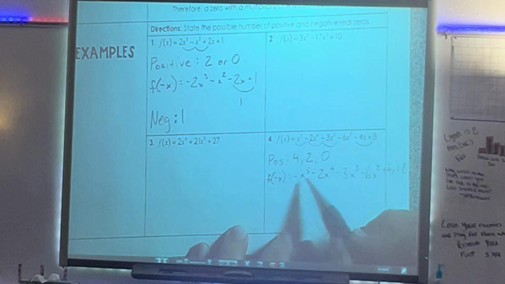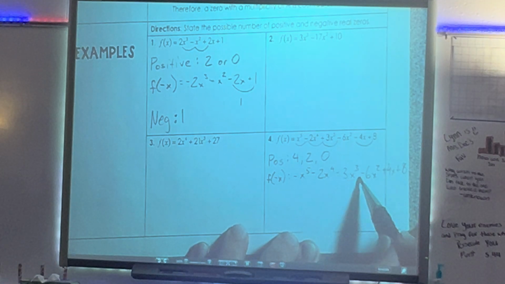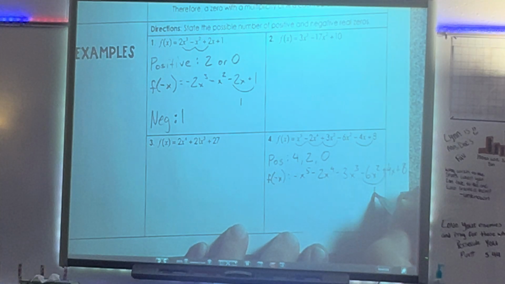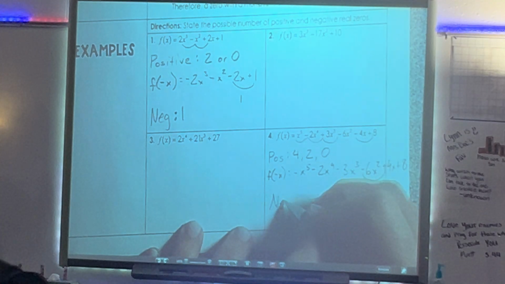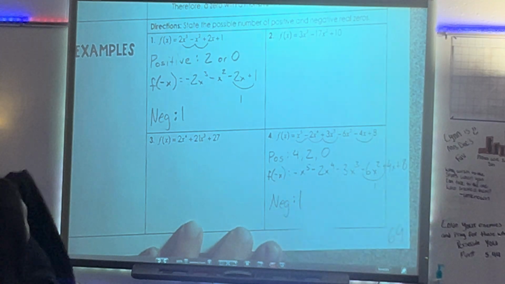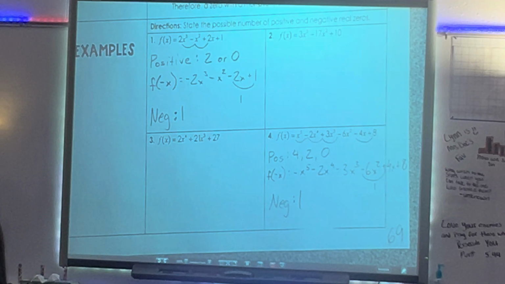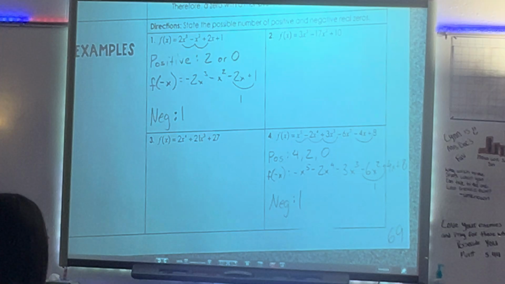Alright, so here, no sign change, no sign change, no sign change. Looks like there's just 1. So for my negative, it's just 1, which means it has to be 1 and 4. Everybody good with how that works? So you would know what to synthetically divide by, yes? Okay.